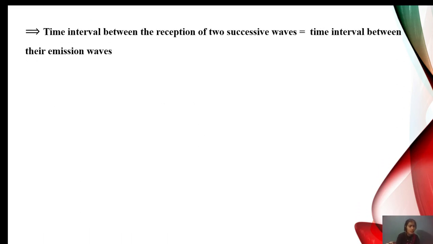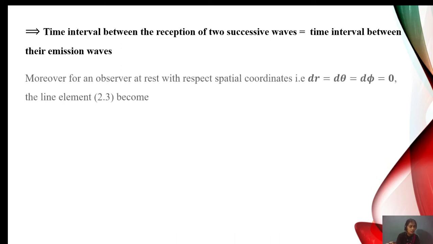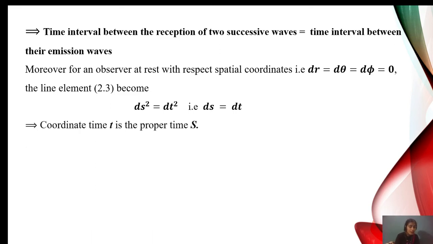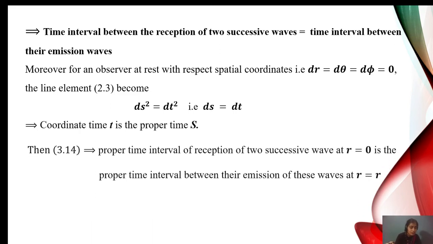The time interval between the receptions of two successive waves equals the time interval between their emission. Moreover, for an observer at rest with respect to the spatial coordinates, that is dr equals d theta equals d phi equals 0, the line element is given by equation 2.3. You know that ds squared equals dt squared, that is ds equals dt, so coordinate time is the proper time s.